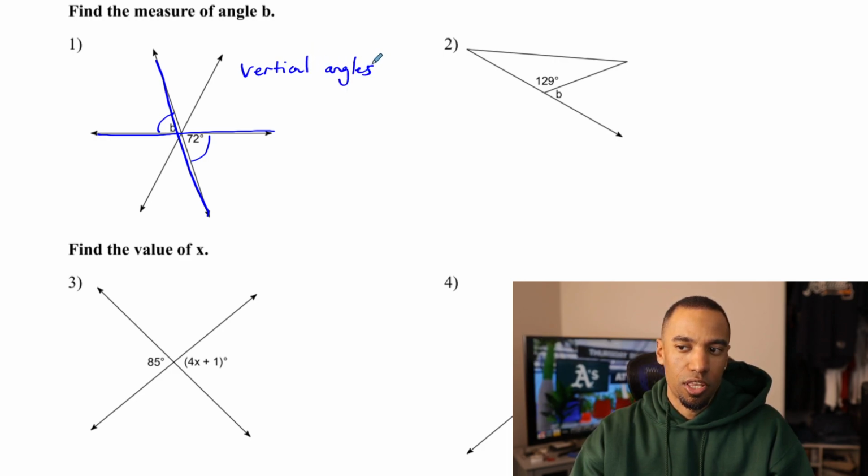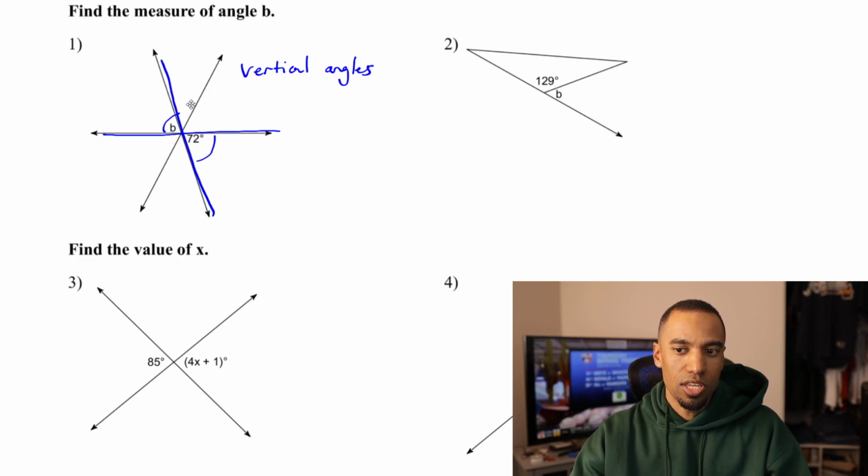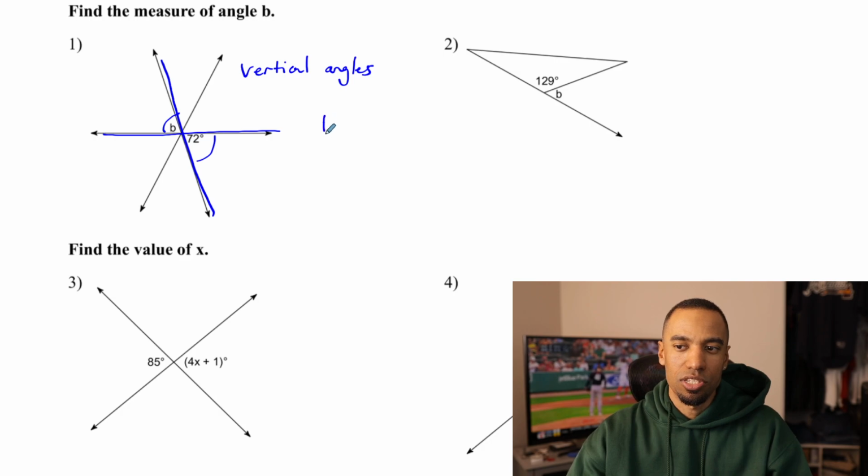These are known as vertical angles. Those are angles opposite each other when two lines intersect, and vertical angles are always congruent. That's pretty easy then. If this is 72, then B is 72. I don't even have to do any math for that. I just solved it. Degrees, by the way.